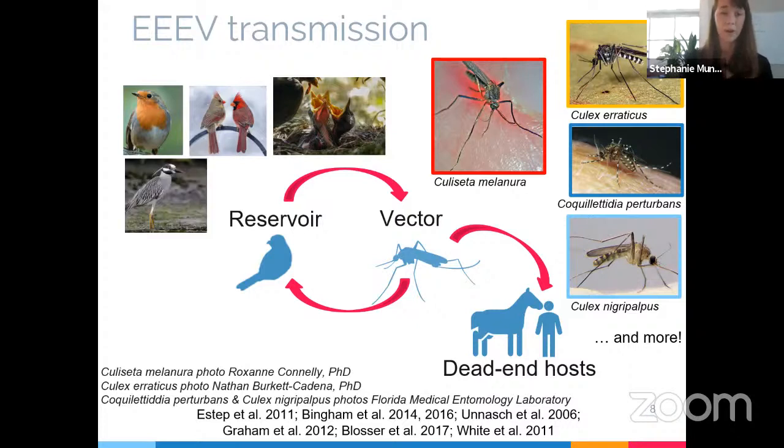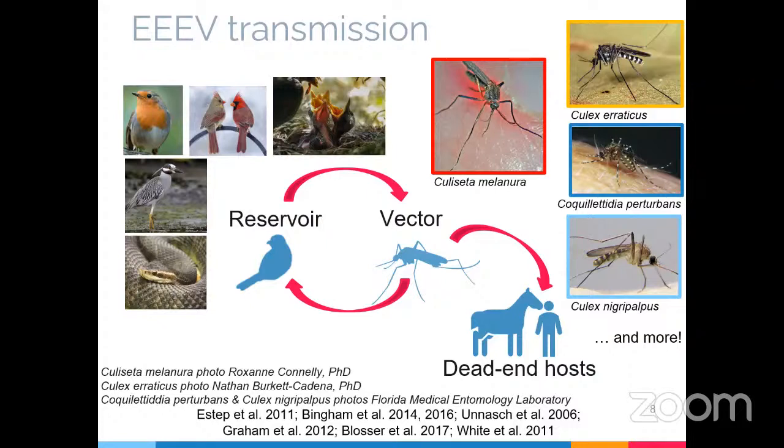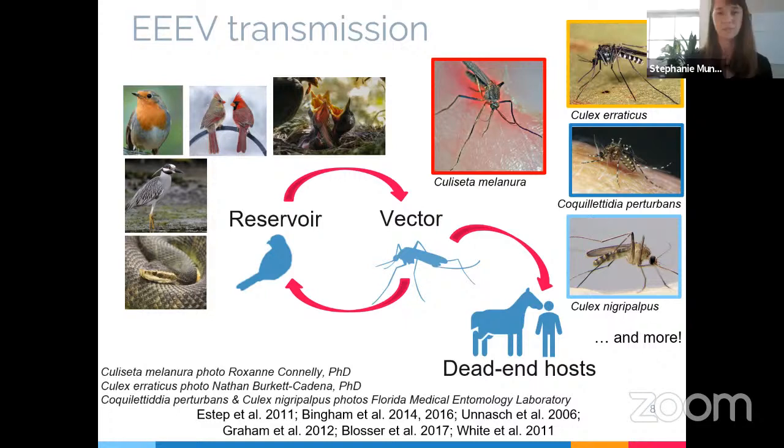There are also wading birds that have been implicated as important host species in some locations. For example, in one study in Louisiana, up to 90% of yellow-crowned night herons were shown to be positive for EEEV and capable of transmitting it to the next mosquito that bites them. And things get even more complicated when we find that reptiles can be competent hosts of EEEV, and that these vector species are feeding on reptiles as well.